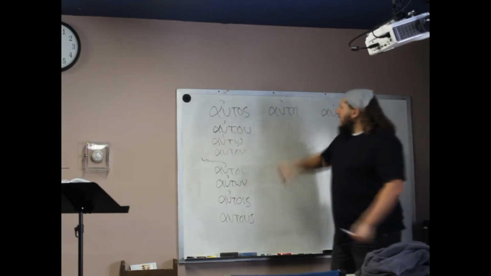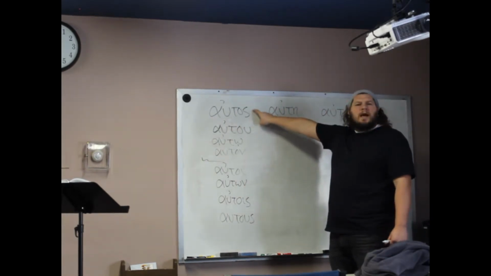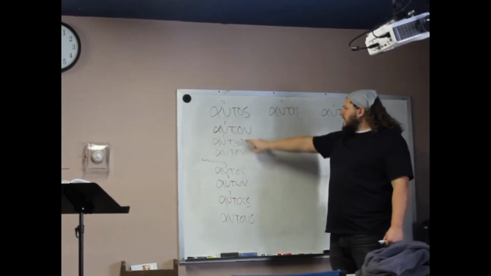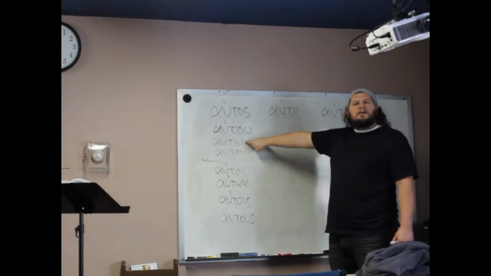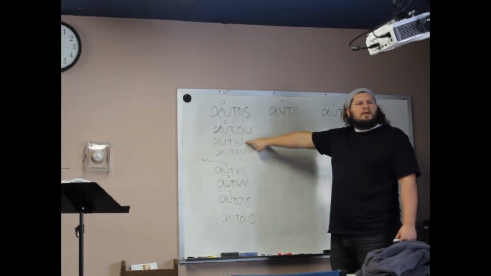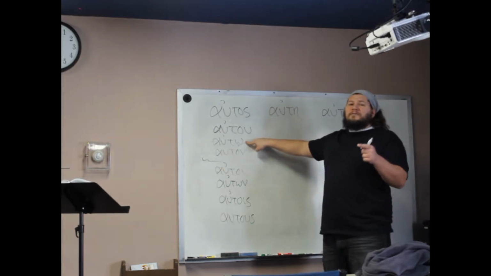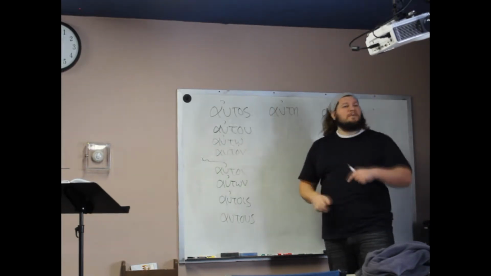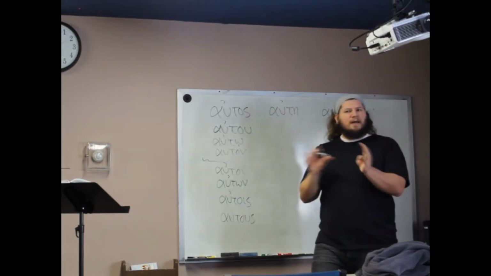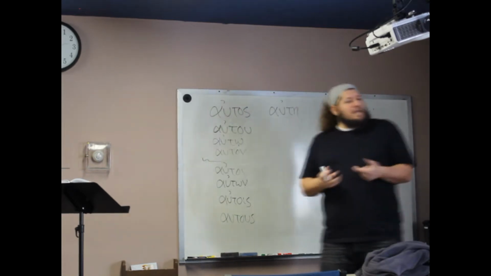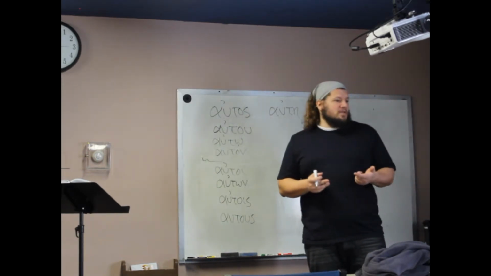So, how would you translate this? Autos. He. How would you translate auto? Him. To him. To him is a possibility because it's indirect object. To him, in him, with him, by him, those are possibilities.